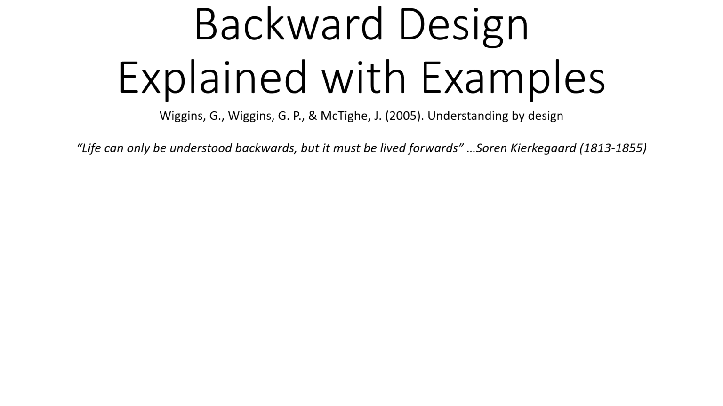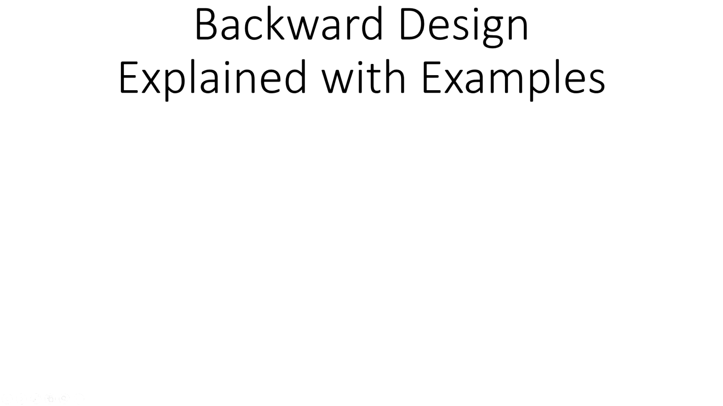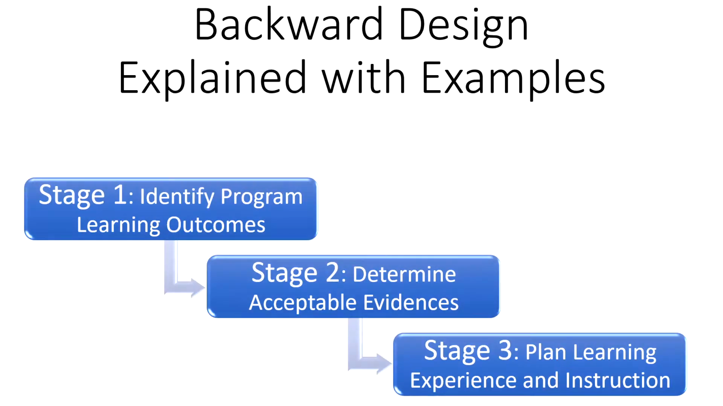Backward design is a systematic process to design either academic or non-academic programs or courses. This is a very simple technique. So let's start with an example. Let's say we're trying to design an automotive engineering program.